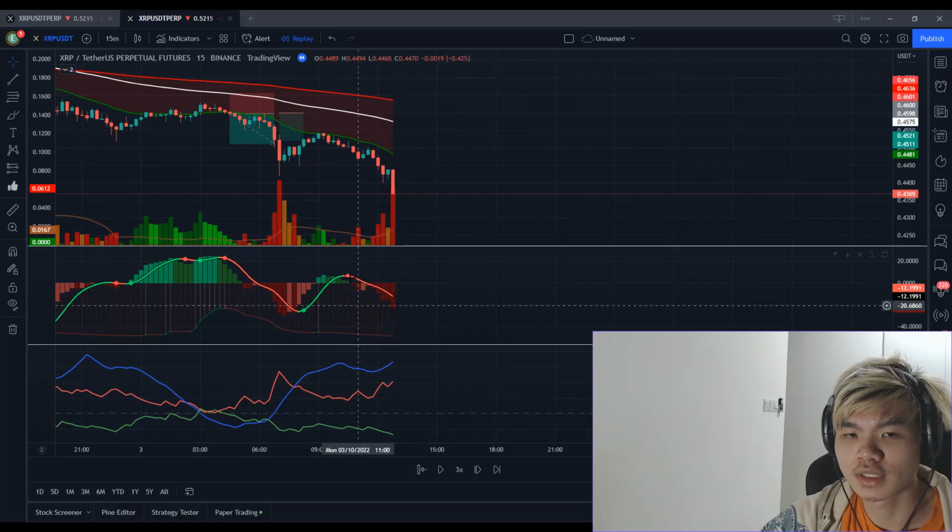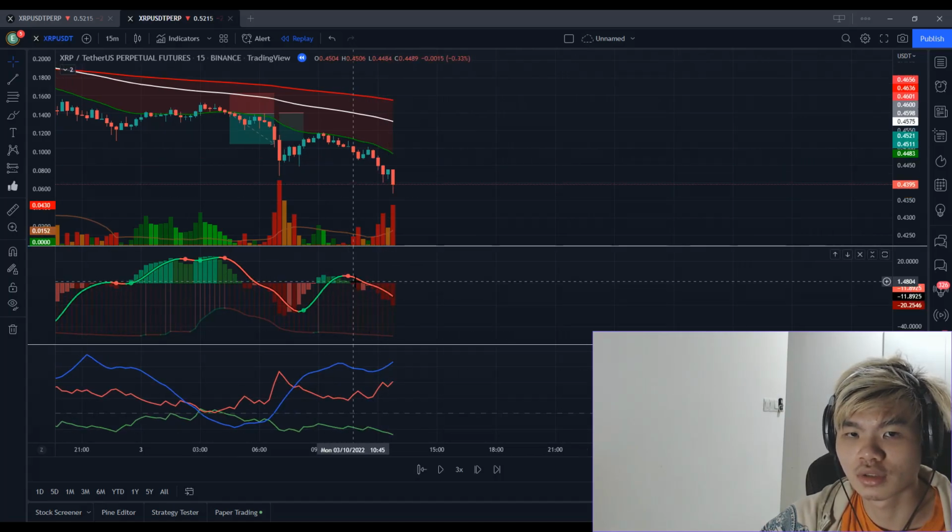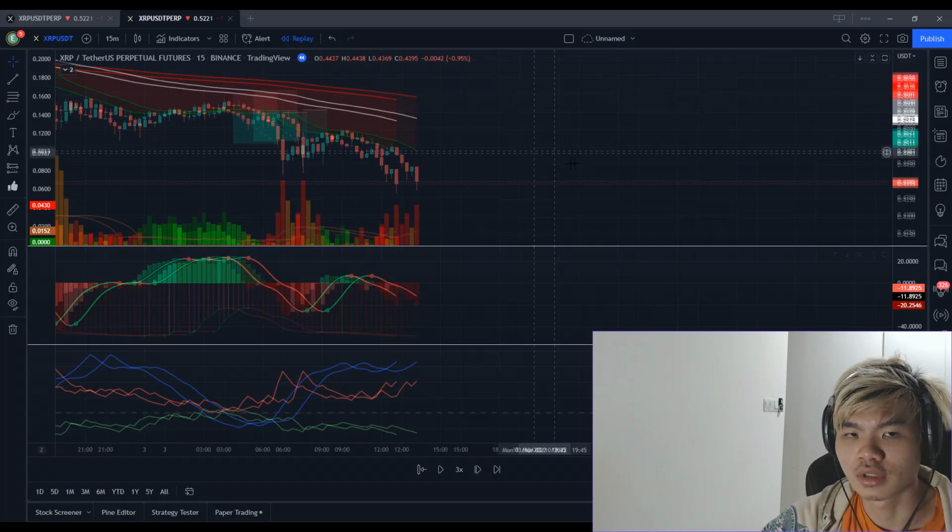Okay, so here is another entry for short. We could actually have gone for an entry here. It was a red color, and this did show a bearish angle, and it did fulfill all our conditions. So we could have entered here for another short position.